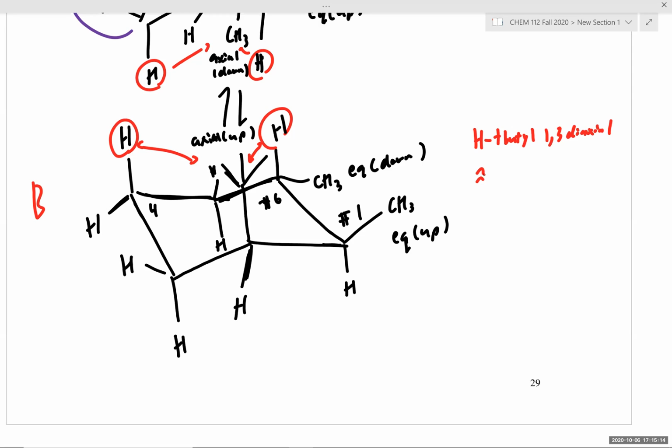Would someone like to give an estimate? Is it large or small? Is it very favorable to have this giant T-butyl group sitting in the axial position, bumping into our axial hydrogens? What's the value of this hydrogen T-butyl interaction, roughly? Would someone like to estimate what is the value of a single hydrogen T-butyl 1,3 diaxial interaction?